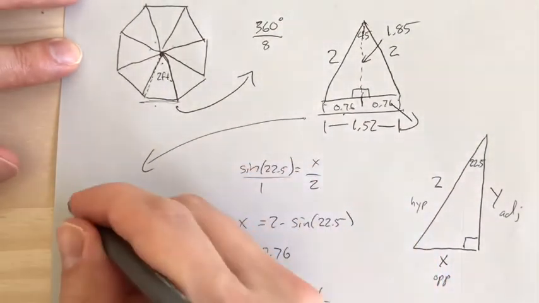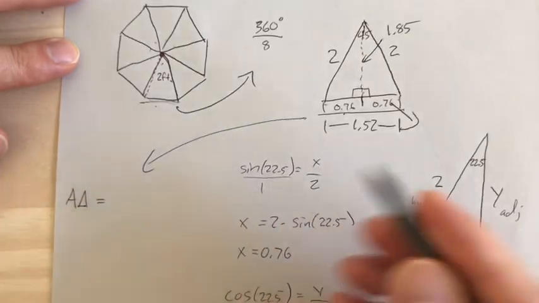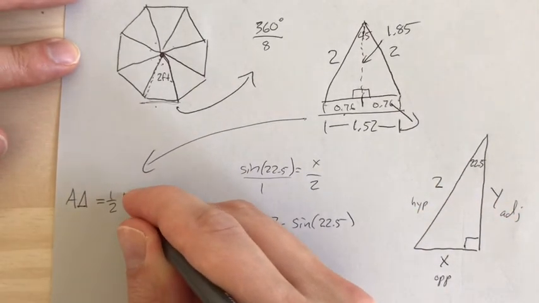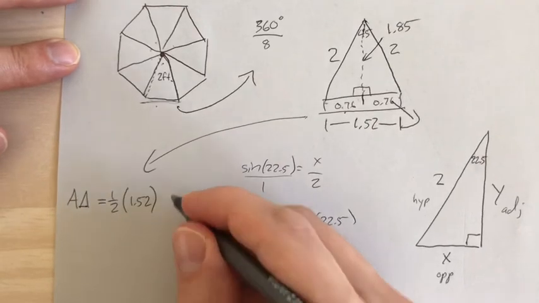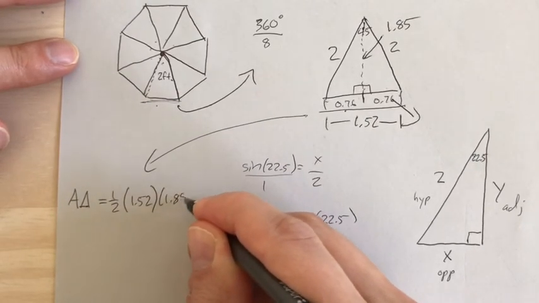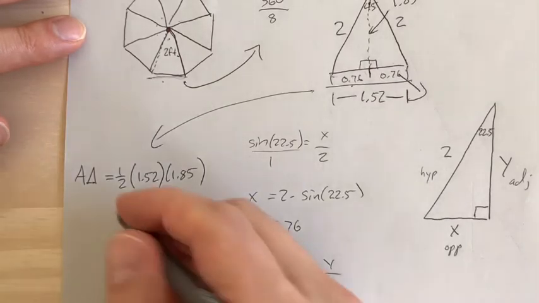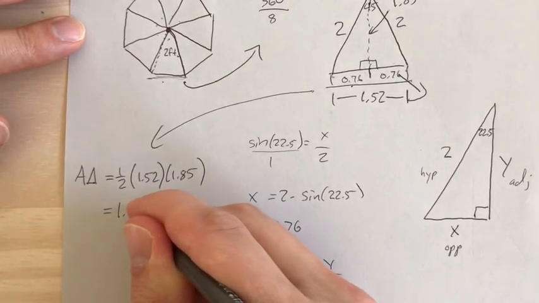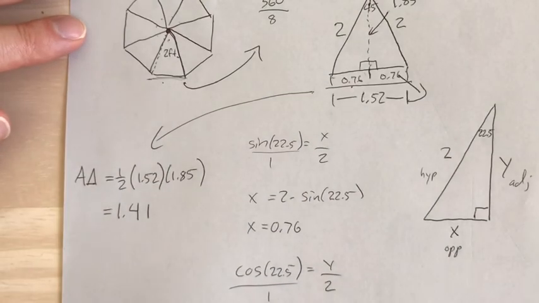So get the area of the triangle. Triangle area. So what we're going to do is, again, 1/2. The base in this case is 1.52, the total base, times the height, 1.85. And I'm going to get the area by going 0.5 times 1.52 times 1.85. And I'm going to get an area of 1.41 if I rounded. Okay, so that's just the area of one of the triangles.